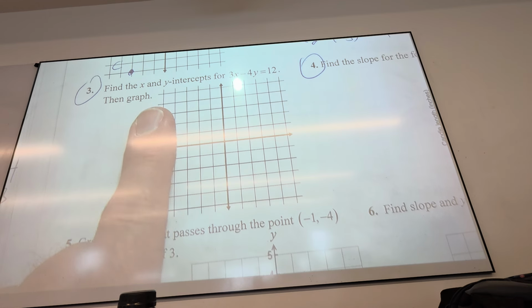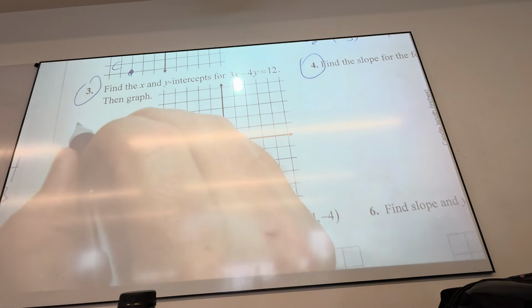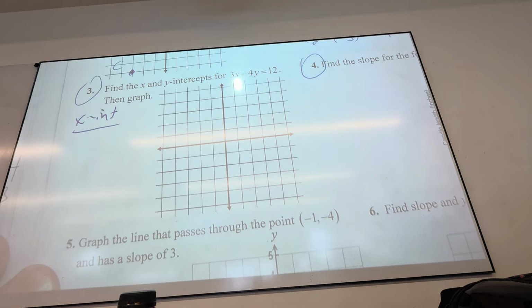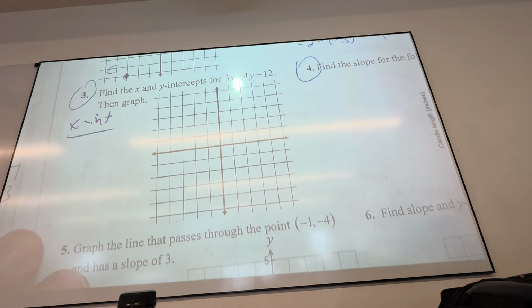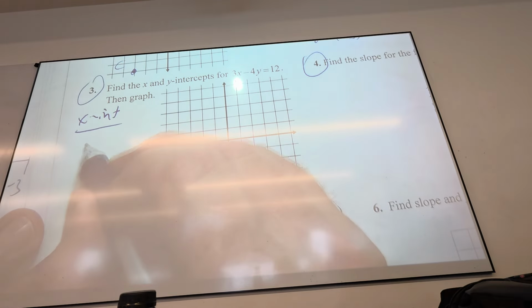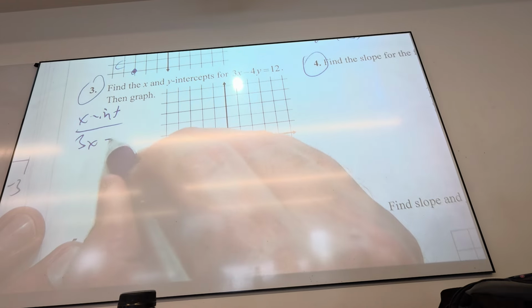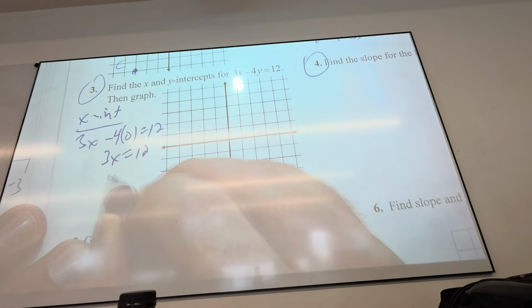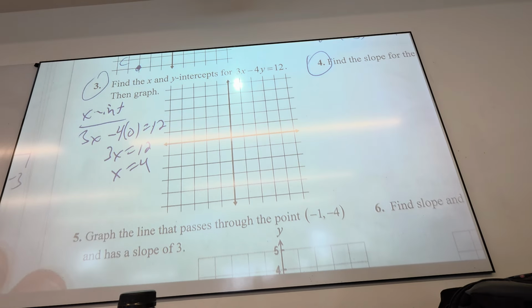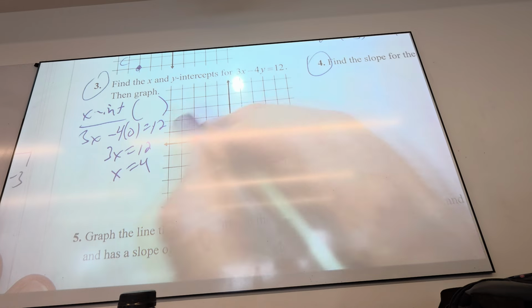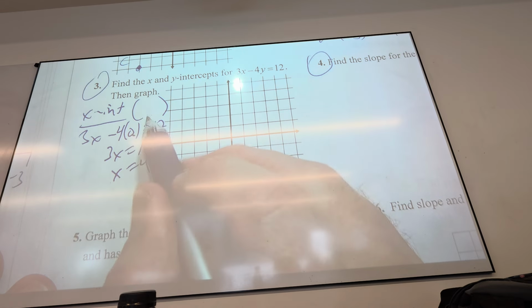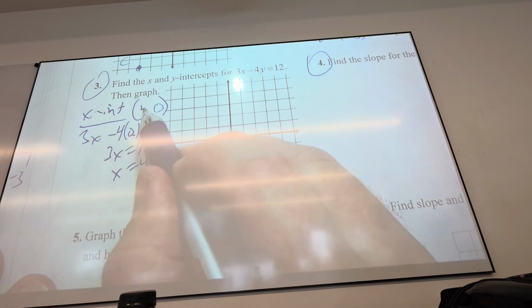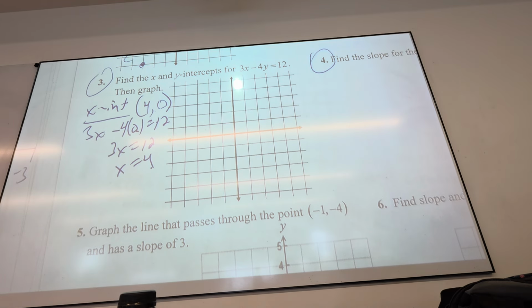How do I find the x-intercept? How do I always find the x-intercept? Make y 0. And what do you get? 4. So what is the x-intercept? No. When y is 0, x is 4. There we go. What about the y-intercept?